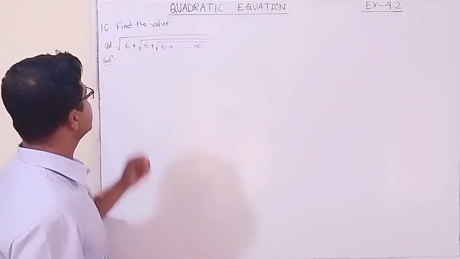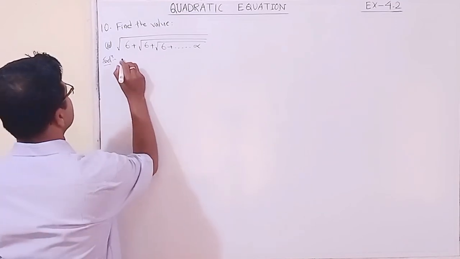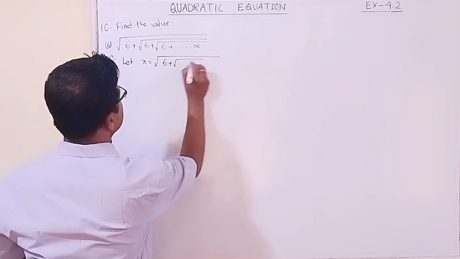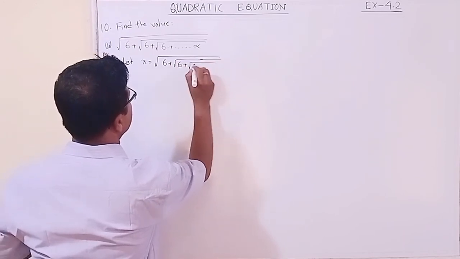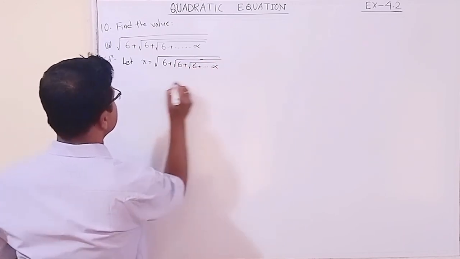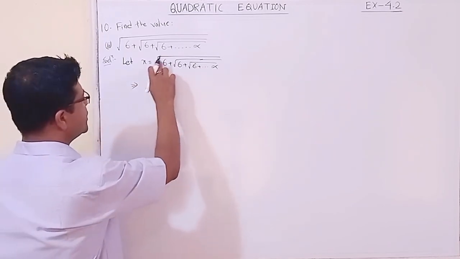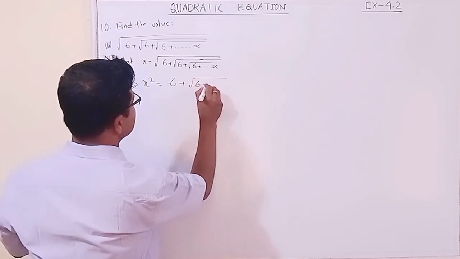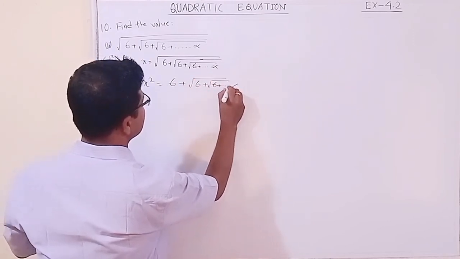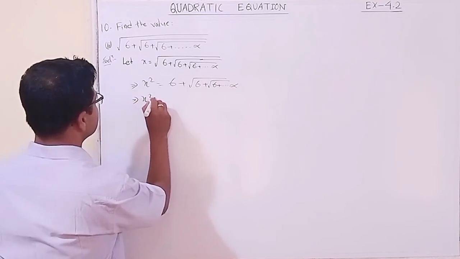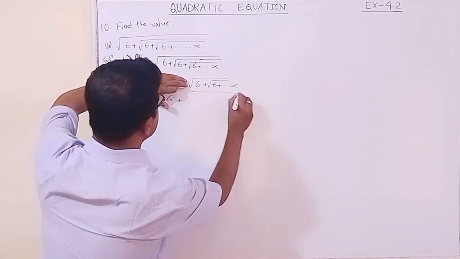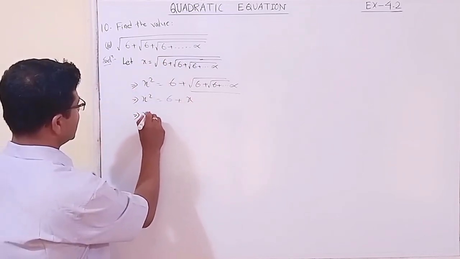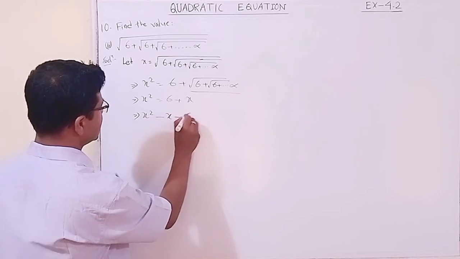And number 2 of question number 10 is also of the same type. Let this be x, up to infinity. What is the procedure next? We square both the sides to remove the square root. x square is equal to 6 plus root over 6 plus root over 6 plus dot dot dot up to infinity. This is x square, this is 6. Again this term is the same thing, this x. Is it alright? x square, this x, let us bring here, this 6 let us bring here.